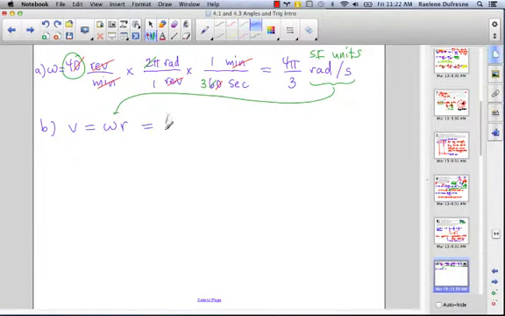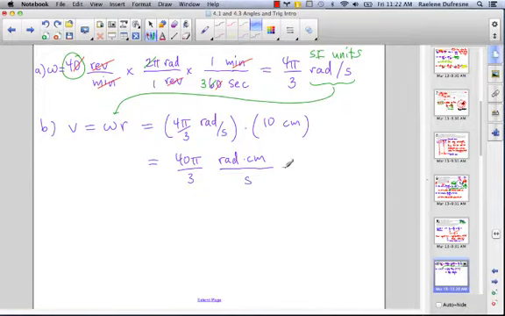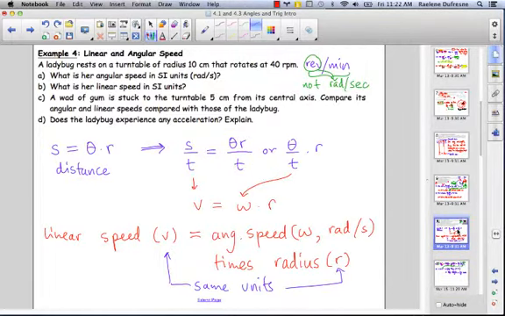And so we have 4 pi by 3 rad per second multiplied by the radius of 10 centimeters. So we get 40 pi over 3 rad times centimeters over seconds, and radians times centimeters is just centimeters because radians is a dimensionless unit, and we get 40 pi over 3 centimeters per second. In part C, we are told that a wad of gum is stuck to the turntable 5 centimeters from the central axis, from the turning point, from the center. Compare the angular and linear speeds of the gum compared with those of the ladybug.